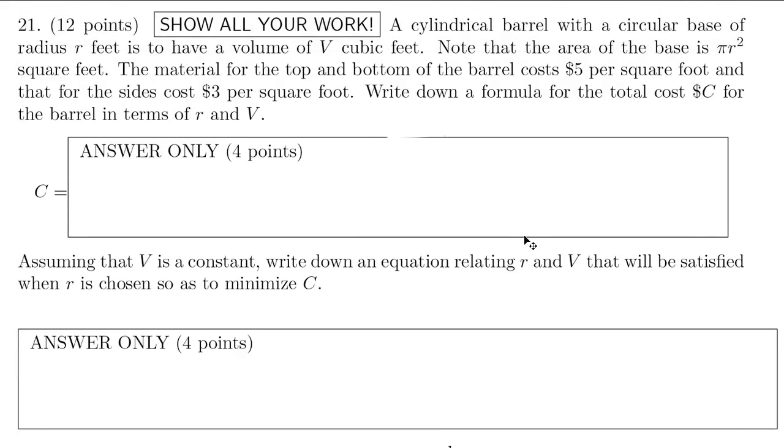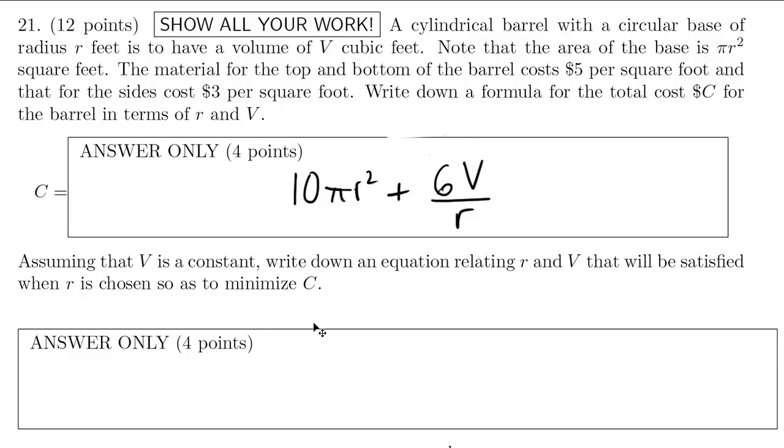And throw that in this spot. Now what's the next thing? Assuming that V is constant, so the volume of this barrel does not change. So by the way, the derivative of V would be 0 then, right? Write down an equation relating r and V that will be satisfied when r is chosen to minimize C.